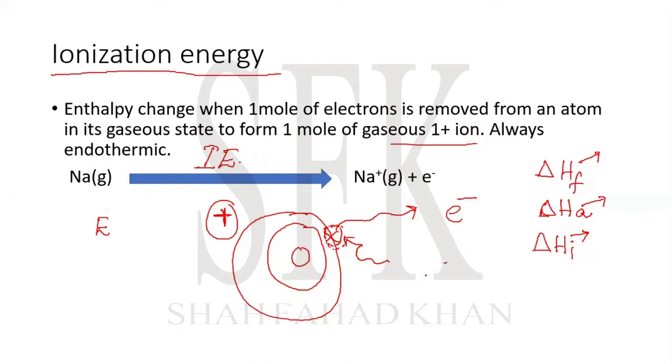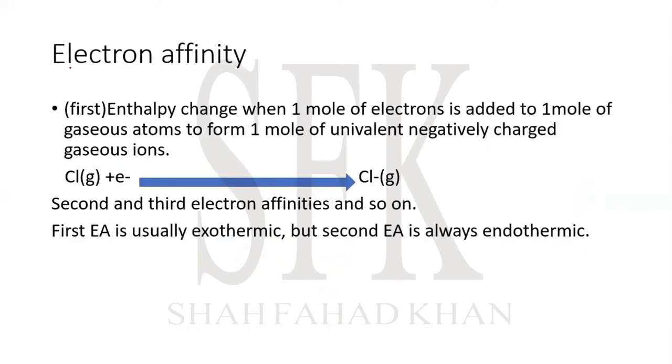Right, now a new term, electron affinity. Electron affinity is actually the reverse of ionization energy. In ionization energy, we took a gaseous atom, provided it with some energy, and removed an electron from it, forming an M positive ion. The enthalpy change associated with this reaction was the enthalpy change of ionization.